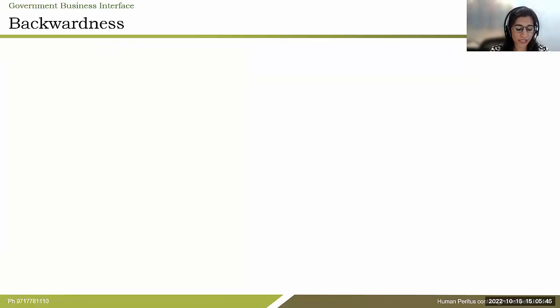Now, what is backwardness? Backwardness is basically a lag, or we can say disparity, of something. And when we are talking about regional backwardness, it is when there is a lag or disparity between various regions. Maybe one region is more advanced, another is less advanced. These types of lags or lackages, we call backwardness.